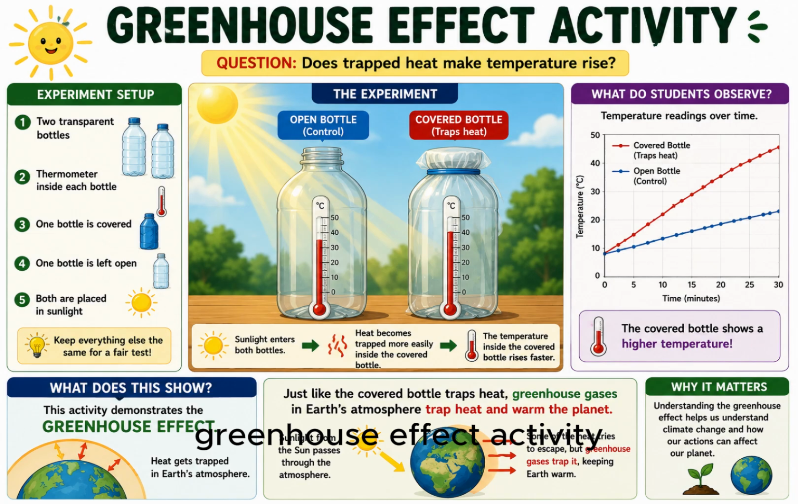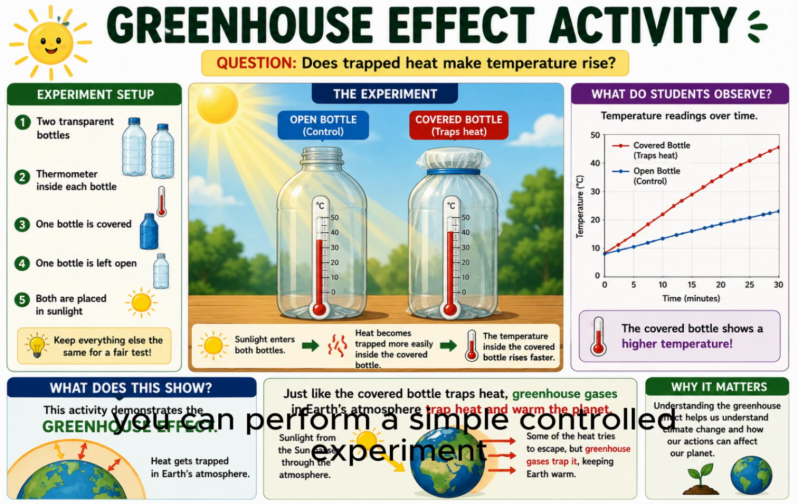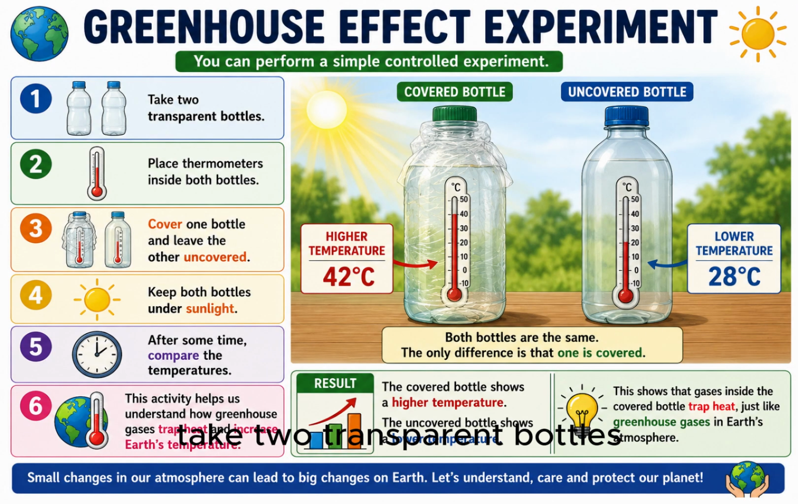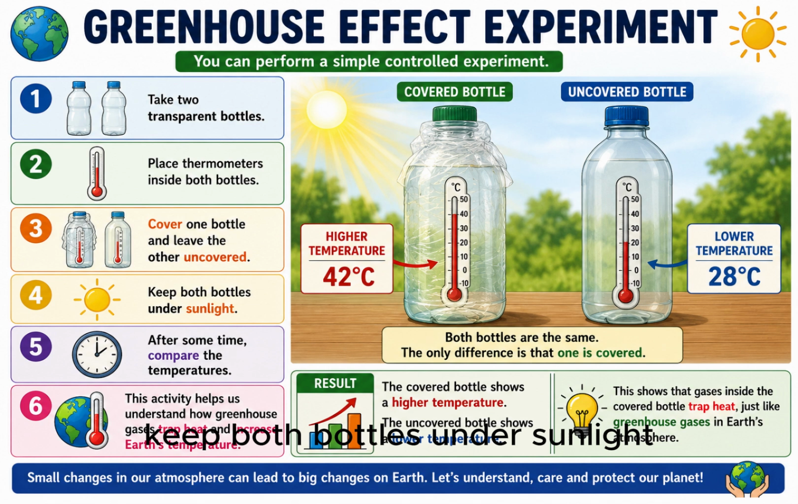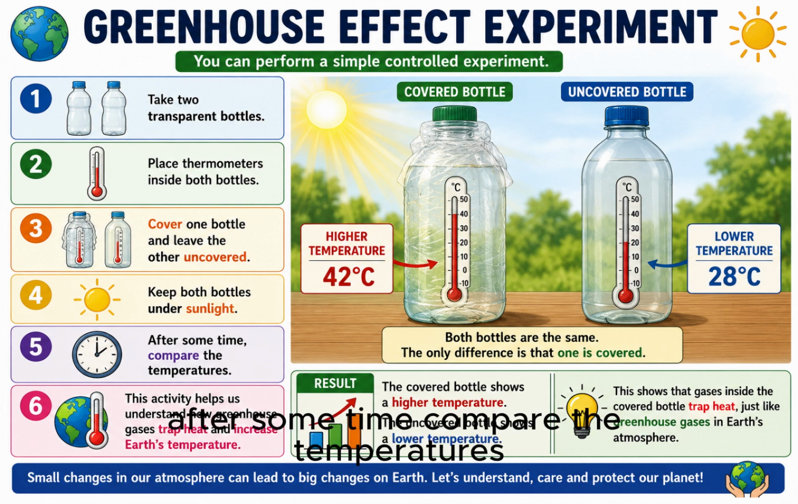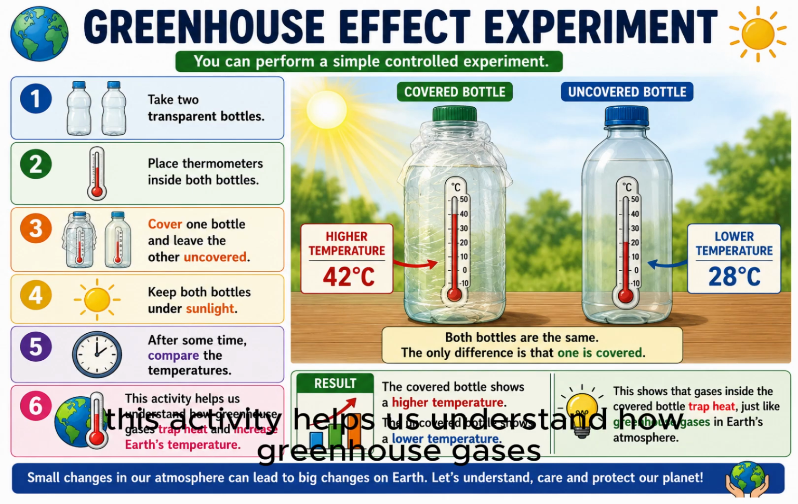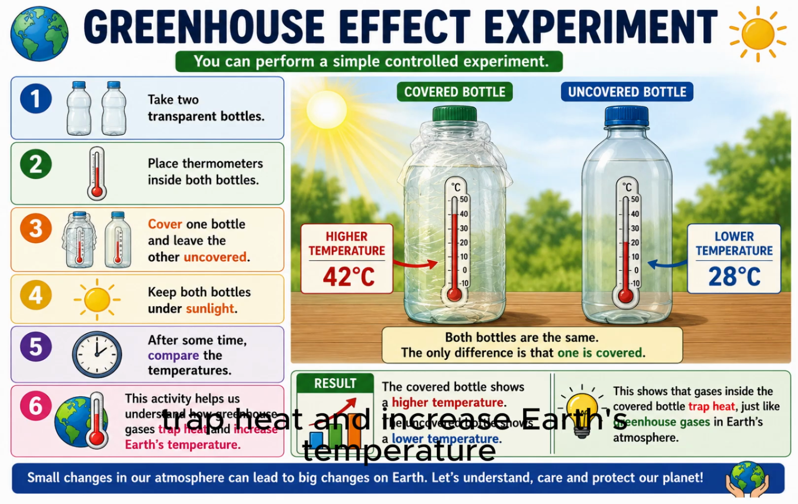Greenhouse effect activity. You can perform a simple controlled experiment. Take two transparent bottles. Place thermometers inside both bottles. Cover one bottle and leave the other uncovered. Keep both bottles under sunlight. After some time, compare the temperatures. This activity helps us understand how greenhouse gases trap heat and increase Earth's temperature.